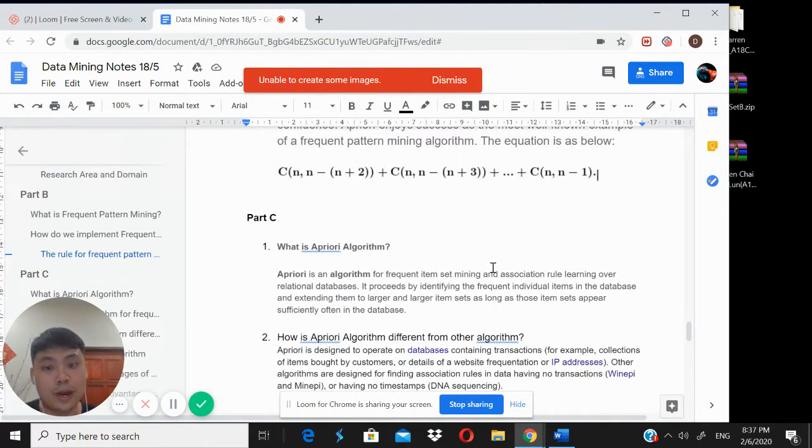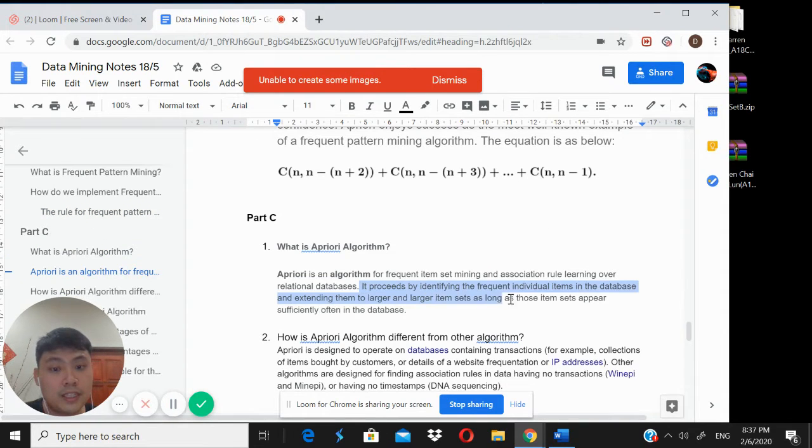Okay, now we'll go to the Apriori algorithm. What is the Apriori algorithm? It is an algorithm for frequent item set mining and association rule learning over relational databases. It proceeds by identifying frequent individual items in the database and extending them to larger and larger item sets, as long as those item sets appear sufficiently often in the database. The Apriori algorithm is a bit similar to association rules. It actually uses association rules.